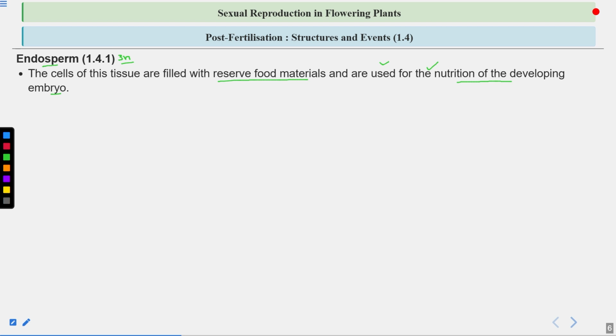It's not only the fructose; here the proteins are more important. There are different enzymes and different proteins that are required for the developing embryo. So all of that is provided by this endosperm.